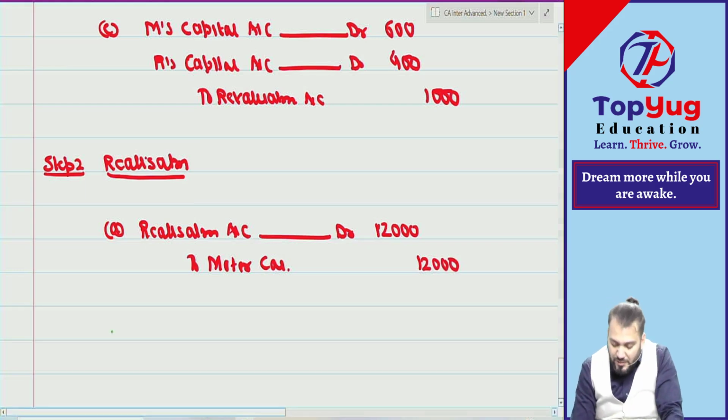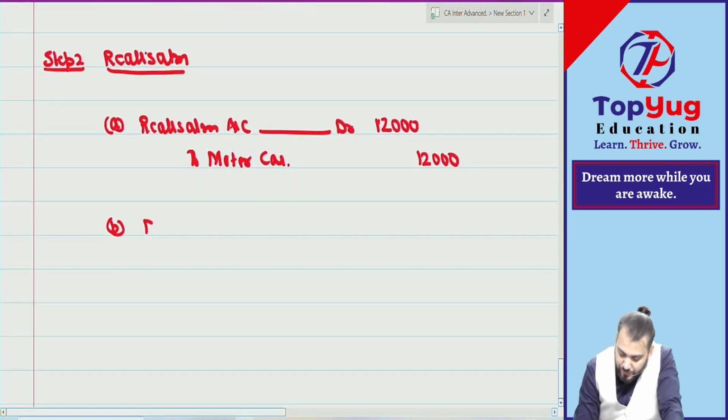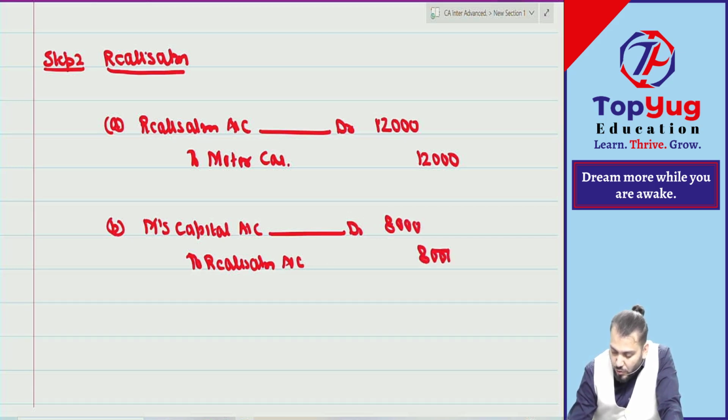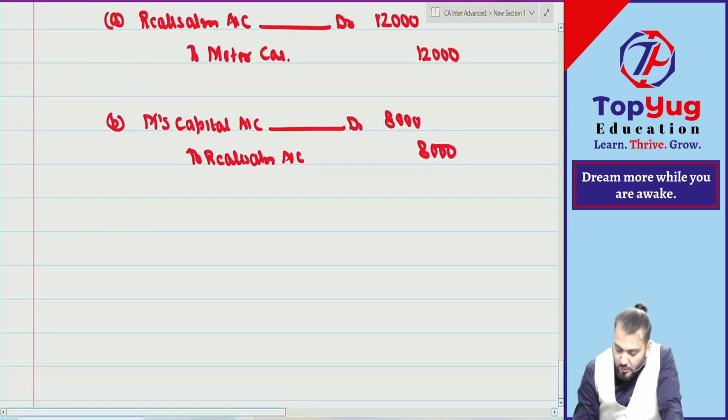Correct. Now it is taken over by whom? What journal entry? M's capital account debit to realization account at what value? 8,000. So what is the loss or gain? Loss. So what journal entry?